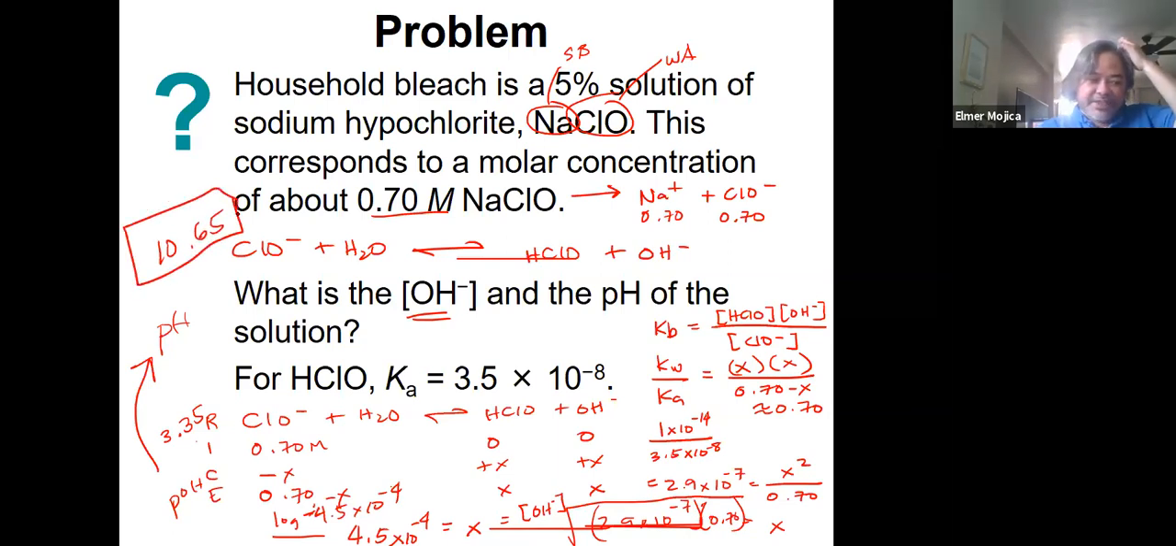Now you may ask me, Professor, what's the guide if my answer is correct? So if the pH is more than 7, you have a basic solution. If it's less than 7, you have an acidic solution.